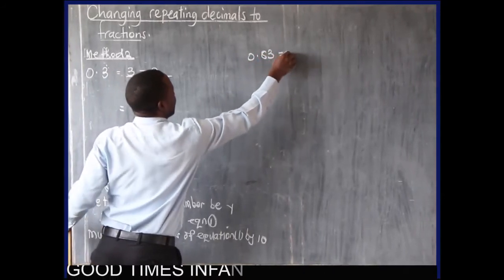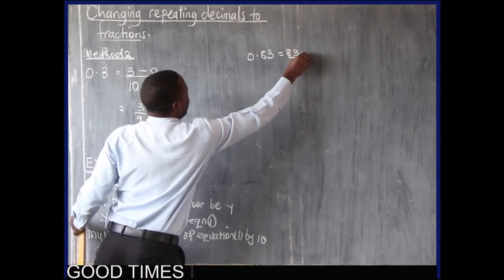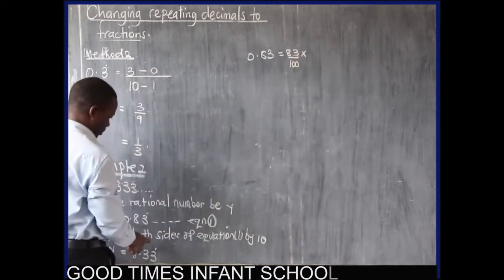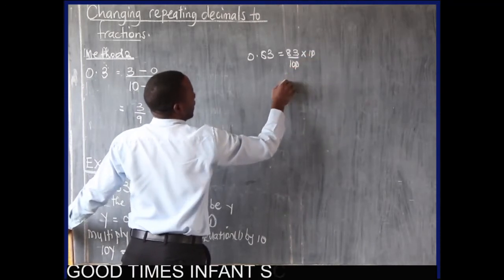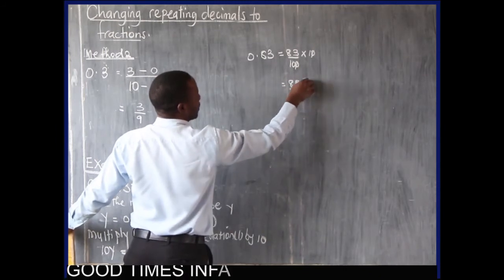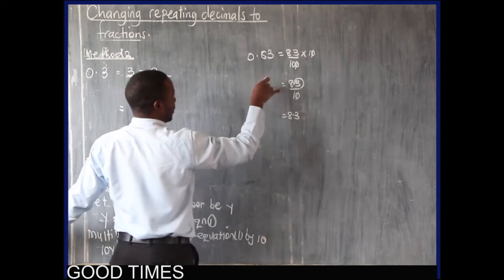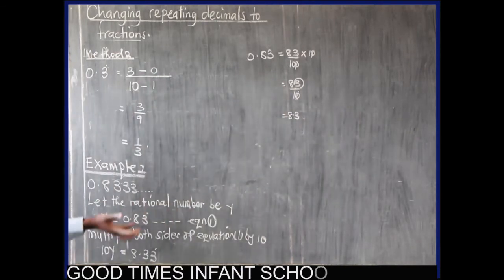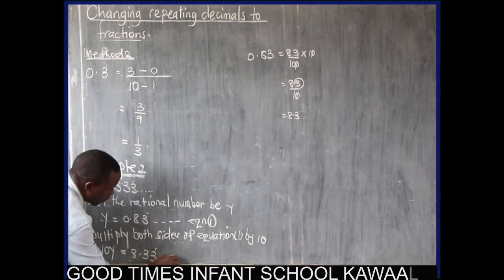0.03 is the same as 3 out of 100, but times 10, I multiplied both sides. So you will see this 10 will go with that, then I will remain with 3 out of 10. So this one brings 1 decimal point, which becomes 8.3. This is our ordinary way of just dealing with decimal fractions. Now, this one gives us equation 2.